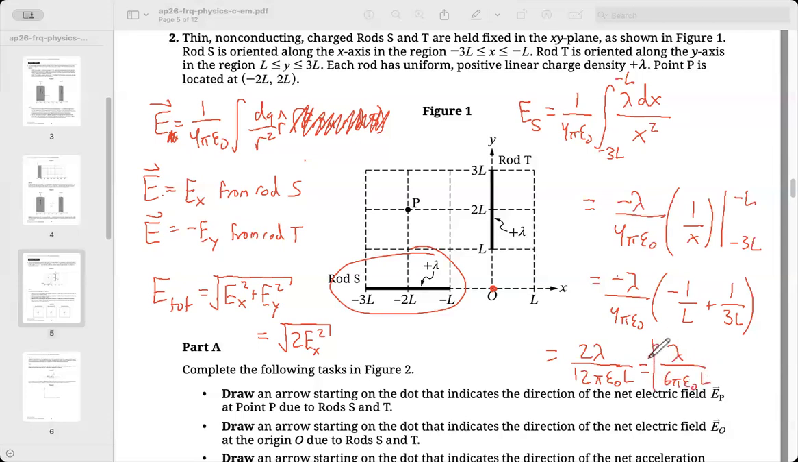which is lambda over 6 pi epsilon naught L. So that's the electric field due to just rod S, which means that the total electric field in magnitude must equal root 2 times that. So you're going to have root 2 lambda over 6 pi epsilon naught L. That is our electric field at the origin.